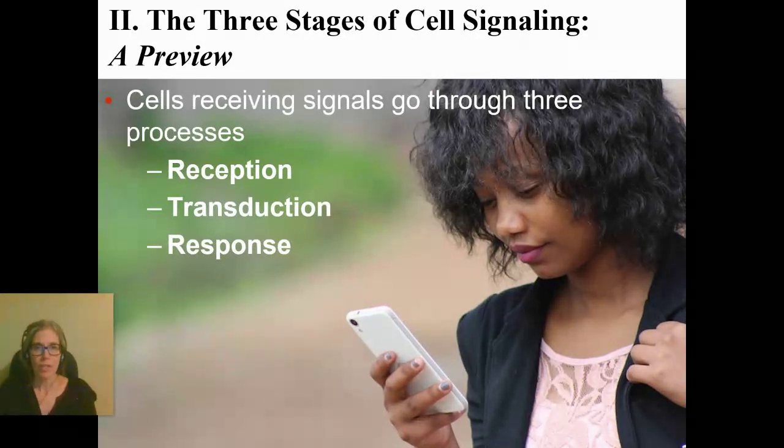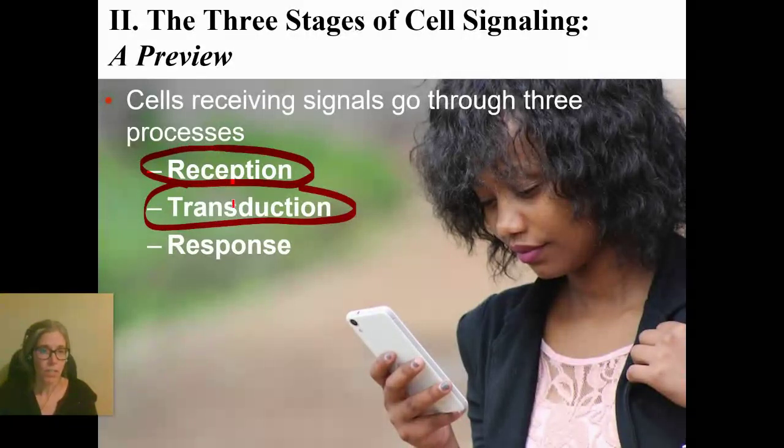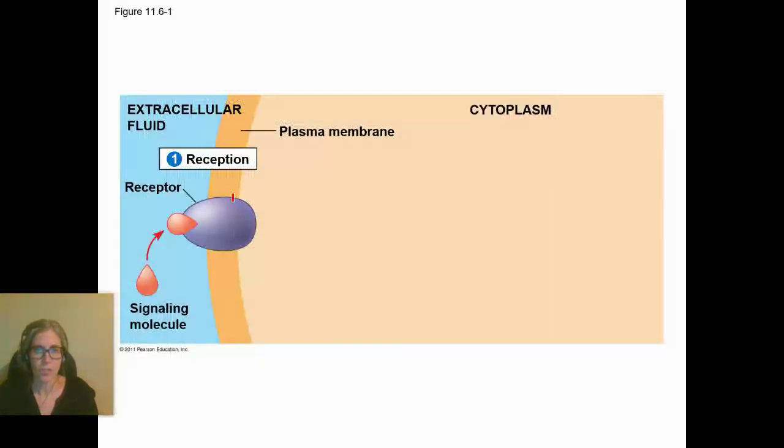Welcome to AP Biology. Today I want to go over the 3 steps of cell signaling. The first is reception, or signal perception, and then transduction, which is a series of changes that take place between reception and response. And then the response is finally what happens at the end. And so here's a visual of that.